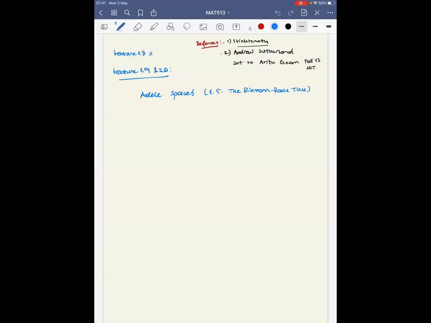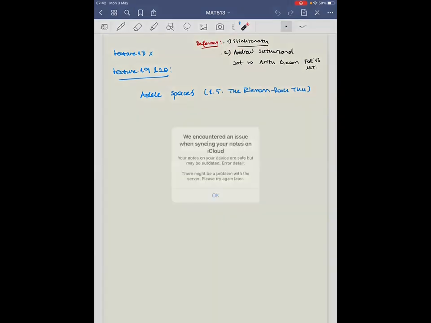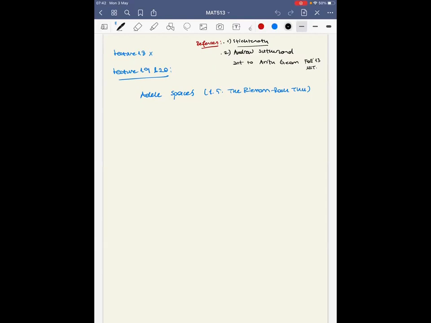In this lecture, we started to discuss what adele spaces are, but before talking about what they look like, let me remind you of some notions from section 1.4. For this material, we follow two main references. The first one is our main reference from Stichtenoth, and the other one is Sutherland's lecture notes on Introduction to Arithmetic Geometry.